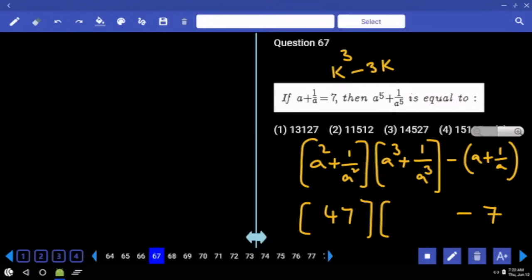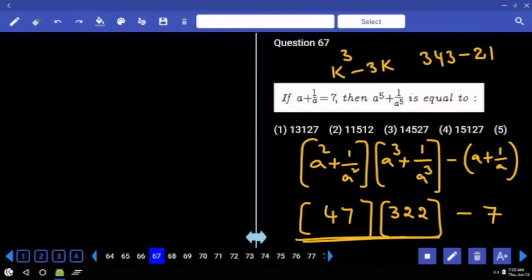If this is k, a cube plus 1 by a cube will be k cube minus 3k, correct? k cube is 343 minus 3 into 7, which is 21, which will be equal to 322. Are you okay? First, number 47 into 322 ends with 4. The negative number ends with 7. 4 minus 7, one option eliminated. Okay, fine. 322.